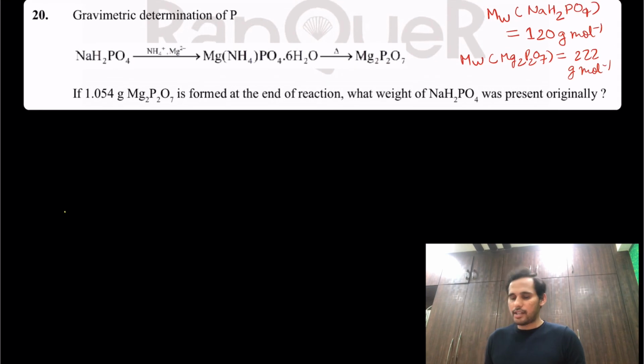And as you can see in the question, it has been written that gravimetric determination of phosphorus has been done. NaH2PO4 by a series of reactions has been converted to Mg2P2O7. Now the question is, if 1.054 gram of Mg2P2O7 is formed, then what will be the amount of NaH2PO4 that has been taken? So basically we are asked about the weight of reactant and the weight of product has been given to us. And if you remember, gravimetric analysis is all about this weight analysis, right?